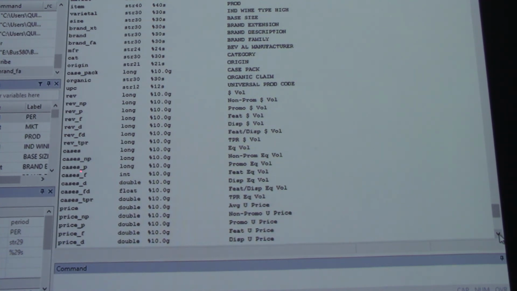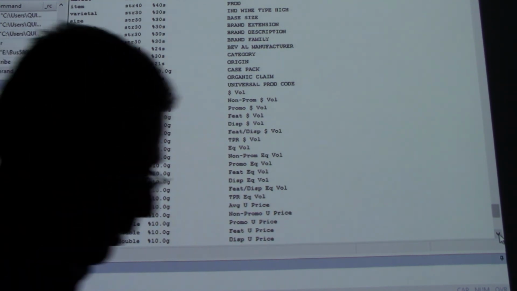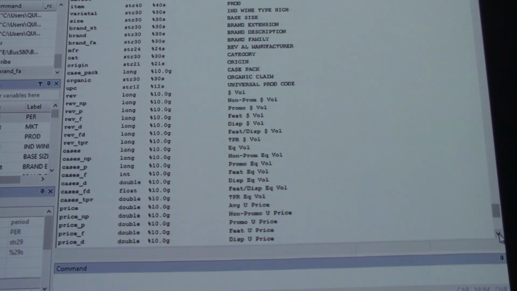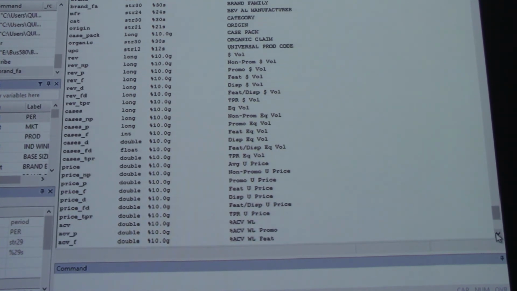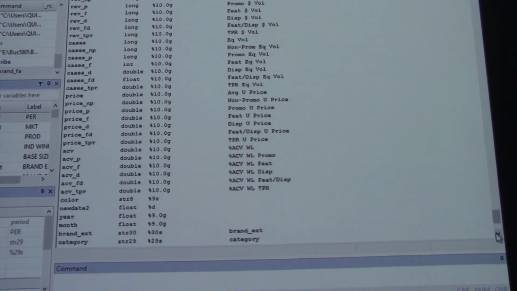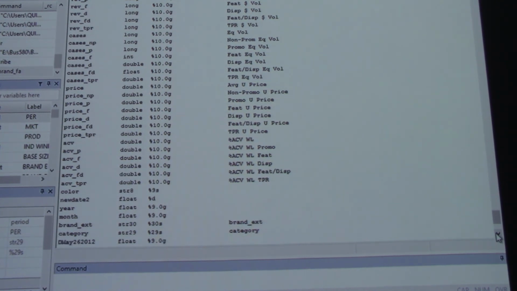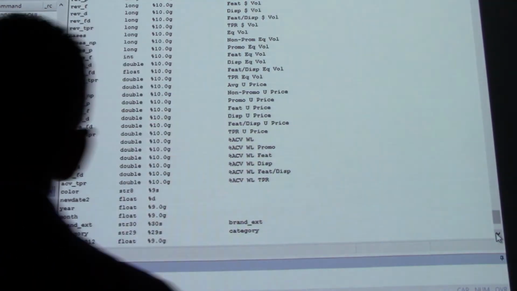And we also have those designations for all of our variables, price, revenue, which I don't normally give you, but revenue is just price times cases times 12. So this is a lot closer to the true raw data you would get from Nielsen. Nielsen charges you for everything, by the way.